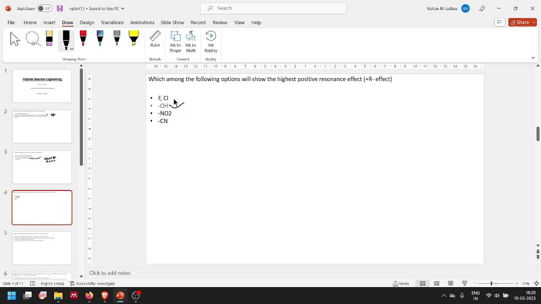Among these, the halogens are highly electronegative and they produce the inductive effect, or I effect, so they are in the last section of the hierarchy showing the positive resonance effect. So all these options will cancel out, and the OH minus group is the one which produces the highest positive resonance effect by donation of electrons to the system. Going on to the next question.